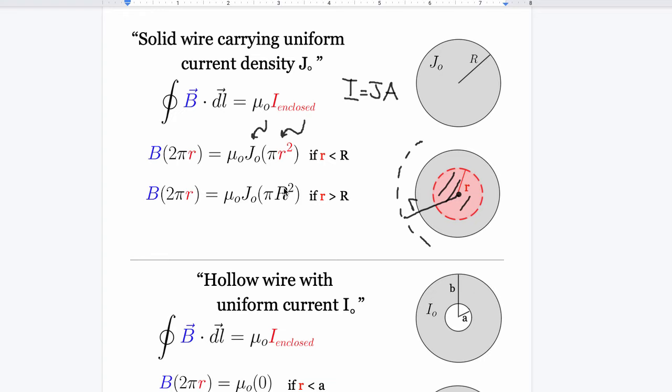And then outside, B dies off like 1 over R, just like normal, because this R squared's just a constant. Outside the wire, B dies off like 1 over R, but inside the wire, B gets bigger and bigger linearly with R because of this relationship here.